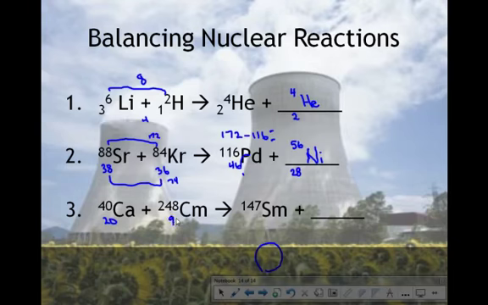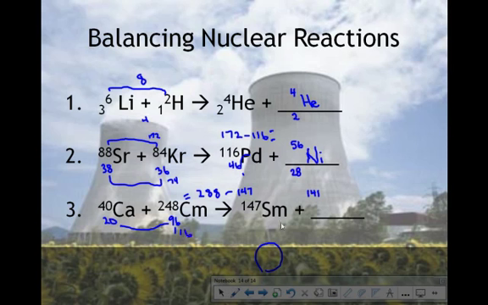This is number 96. All right, the top plus the top gives us 288 on the left side. So on this side we do 288 minus 147. And that gives us 141. All right, now let's do the bottoms. 20 and 96 together makes 116.